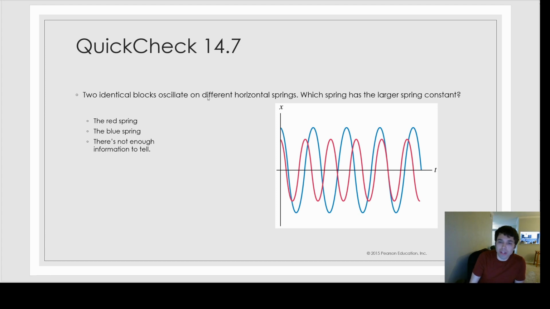Let's see. First thing we've got to do is remember that the equation for the period of a spring is T equals 2 pi times the square root of m over k. We also know that the frequency for a spring is 1 over 2 pi times the square root of k over m, where little k is the spring constant. So that's what we're looking for here.